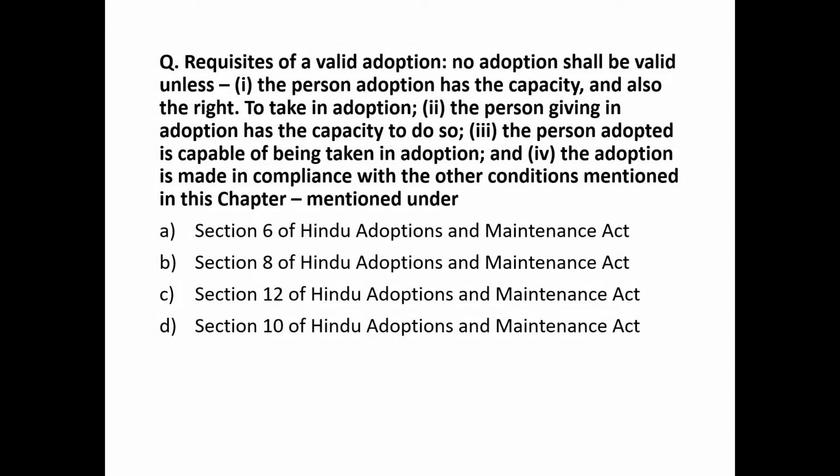Next question. Requisites of valid adoption. No adoption shall be valid unless the person adopting has the capacity and also the right to take in adoption. The person giving in adoption has the capacity to do so. The person adopted is capable of being taken in adoption. And the adoption is made in compliance with the other conditions mentioned in this chapter. Mentioned under Section 6 of Hindu Adoption and Maintenance Act. Option A.